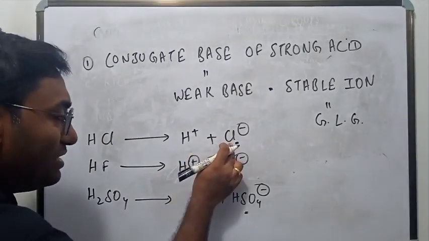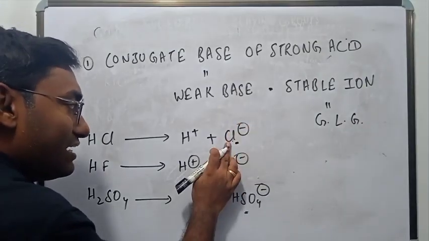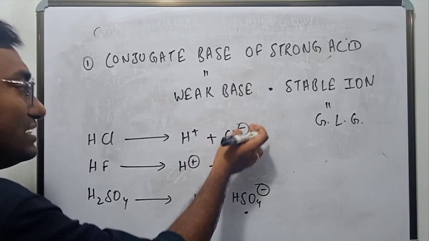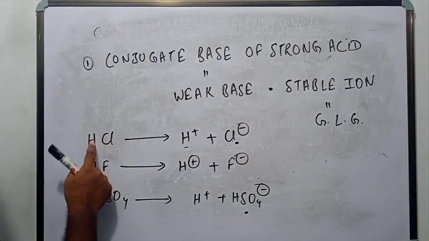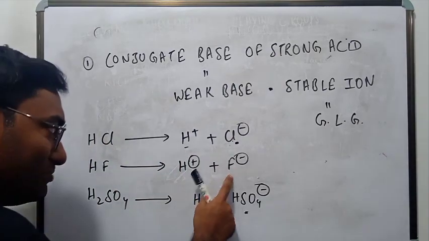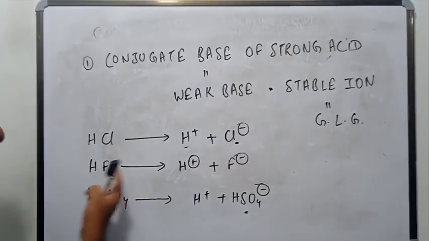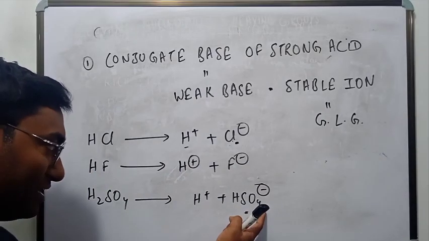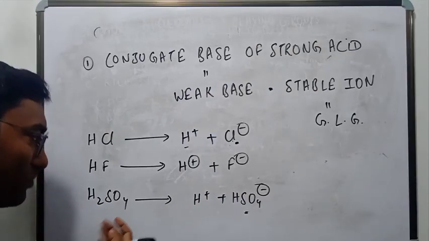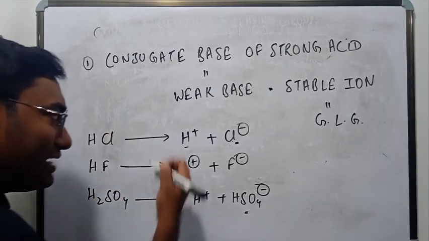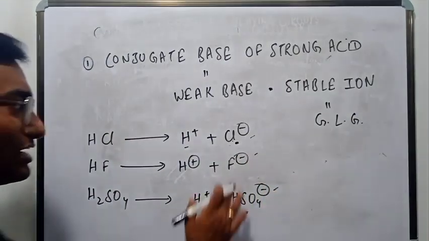Had it been unstable, had it been reactive, it would have given its electron pair to H plus to make back HCl. Had F minus been reactive, had F minus been unstable, it would have reacted with H plus to give HF. Had HSO4 minus been reactive or unstable, it would have reacted with H plus to give H2SO4. But does any of that happen? No. That means that these are weak bases or weak conjugate bases.